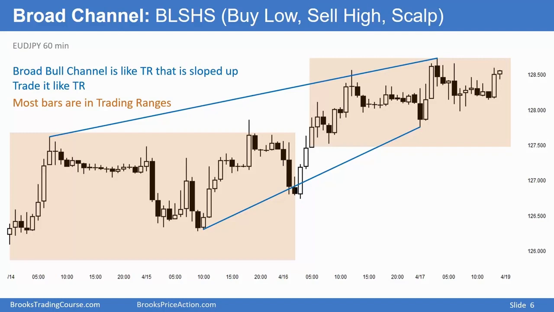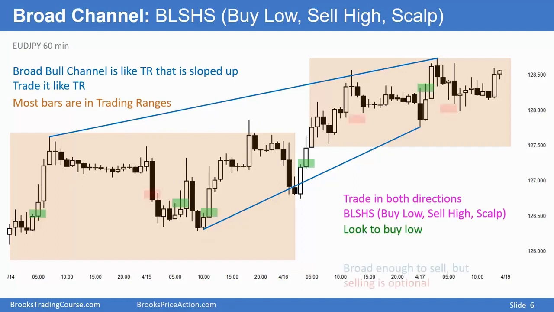Trading range, two-sided trading, traders tend to buy low, sell high, and scalp. So whenever the market is in either a trading range or a broad channel, traders will often trade in both directions. And they'll take quick profits because they believe the market's not going to go very far. So they buy low, sell high, and scalp. Whenever the market falls somewhere in the middle third, they look to buy. Anytime it goes to a new high, they look to sell. And they take quick profits because they believe the market's not going to go very far.